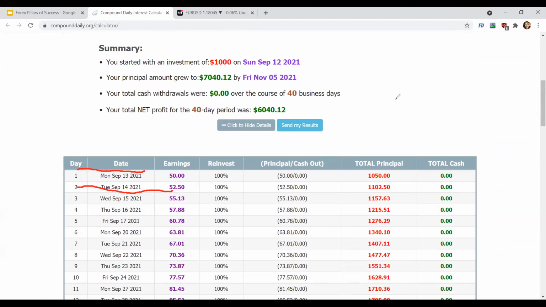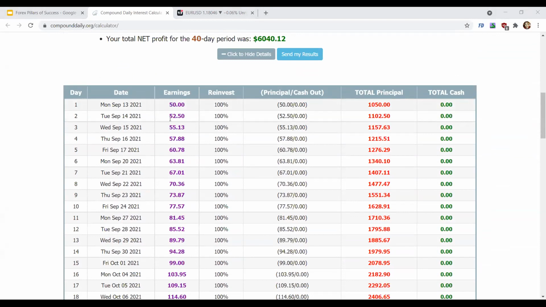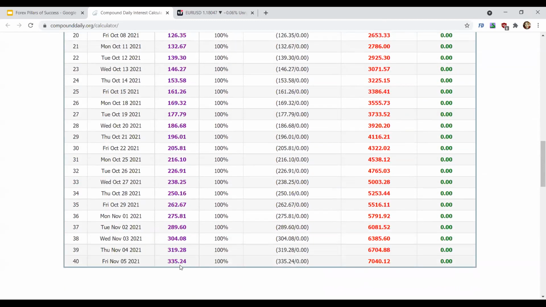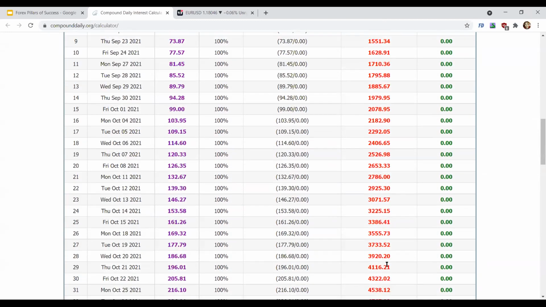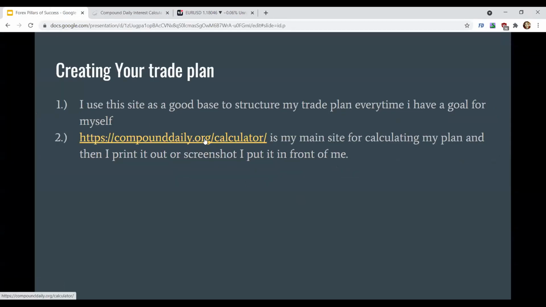All right, 5%. If you can do 5% a trade, is that hard? Technically, you can risk 2-3% per trade to make that 5. All right, look, all you're doing is making $50 a day, $60 a day, then $70 a day, $80 a day, $100 a day. Okay, and then by the 40th day, you're making $300 a day, and you're at a total of $7,000. Okay, that's only off 5%, y'all. All right, so I use this site again to help formulate my trade plan.